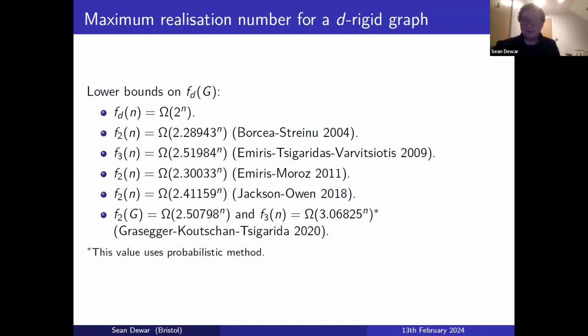For the lower bounds, there's the naive one where you take the simplex and effectively just keep gluing simplexes together. That gets you 2 to the n as a lower bound, but you can improve on it. There have been multiple improvements, and it seems to be capping off at around 2.5 to the n for the 2D ones. And for the 3-dimensional ones, it seems to have capped off roughly at 3.07 to the n. But this last number was done with probabilistic methods, so it could potentially be wrong. It would be unlikely, but it could potentially be wrong.